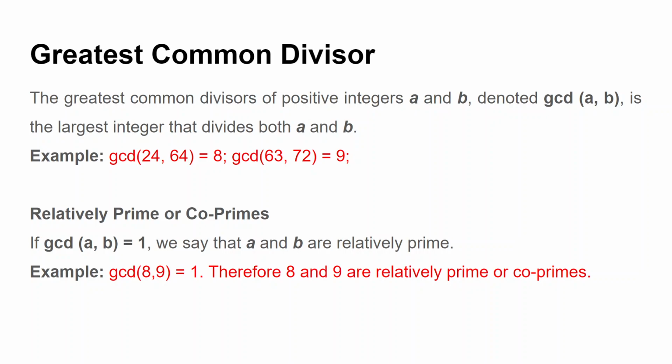Now let us discuss what is relatively prime or co-prime. If GCD(a, b) is equal to 1, then we say that a and b are relatively prime or co-prime. For example, GCD(8, 9) is equal to 1. Therefore, we can say that 8 and 9 are relatively prime or co-prime.